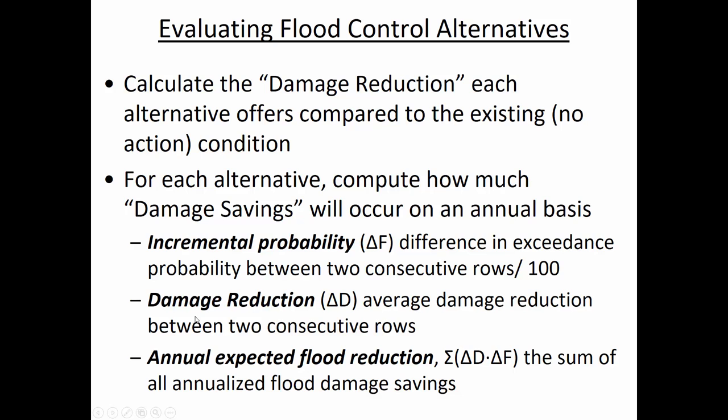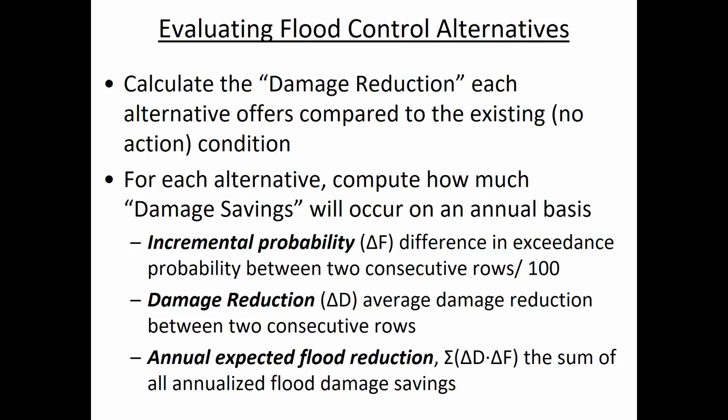The damage reduction is looking at whether you can build a small diversion or a big diversion. Which is to say, you could build a diversion that provides protection against the 10-year storm, or you could build a really big diversion that provides protection against the 25-year storm. And so not only are we comparing different alternatives, but we can also compare different sizes of alternatives, because everything's going to have a different cost. The larger diversion is going to cost more than the small one.